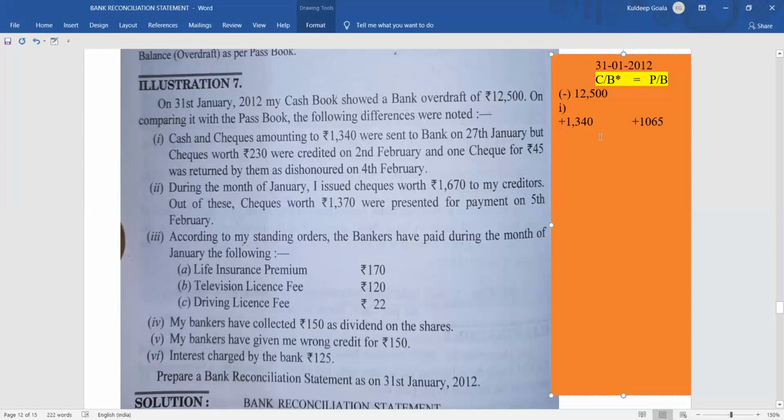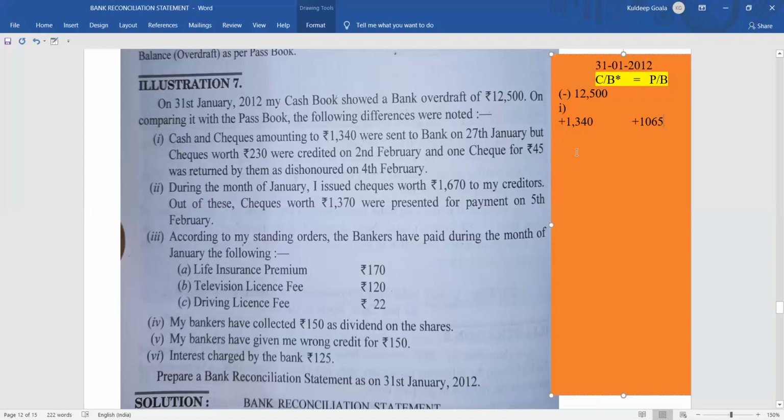The calculation was done like this. Only these two checks, one check of 230 and the other check of 45, did not come into our account. How did we come to know about that? Because we can see that one check was created on 2nd February. That means it had not happened till 31st of January 2012, and the other was returned dishonored. That means this also did not come. So total how much amount did not come? 230 plus 45, 275 rupees.